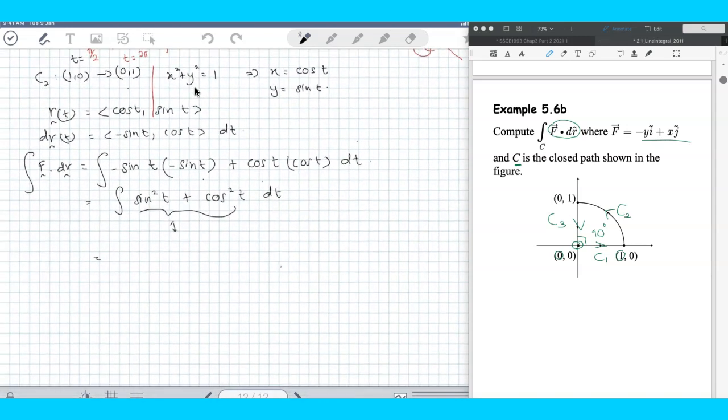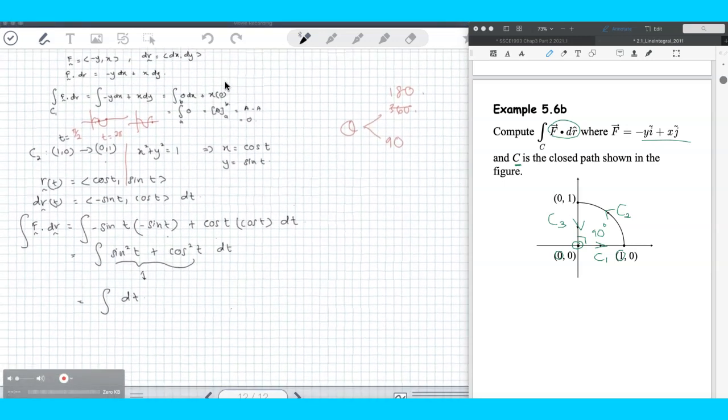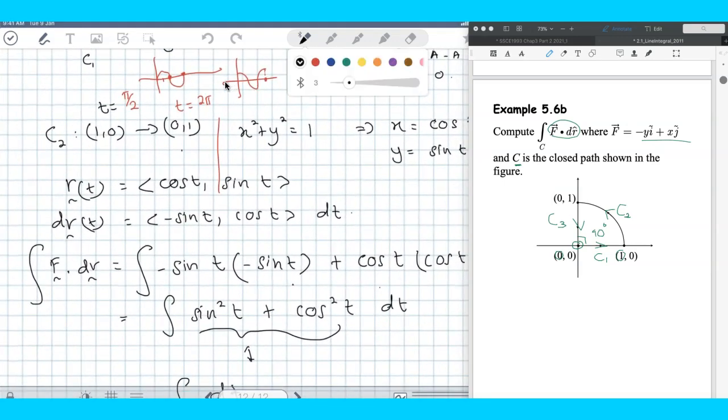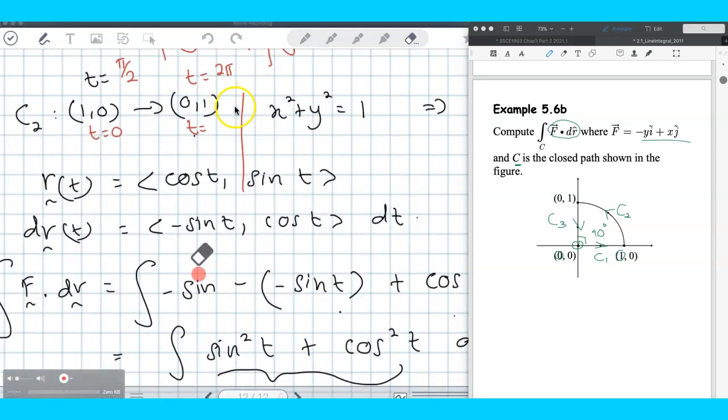We only have dt, but we need the limit of the t. So now you have to determine from your r what is the t when you have (1, 0), and what is the t when you have (0, 1). Okay, so what is the t that can give you 1? So it is 0, right? Because when you set t to 0, cos 0 will give you 1, sin 0 will give you 0. So for this, your t is 0.